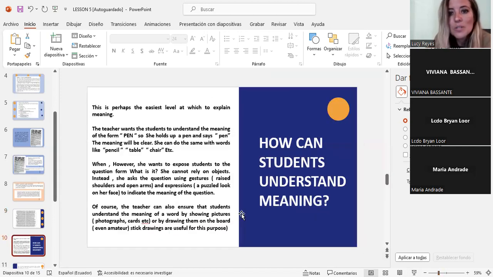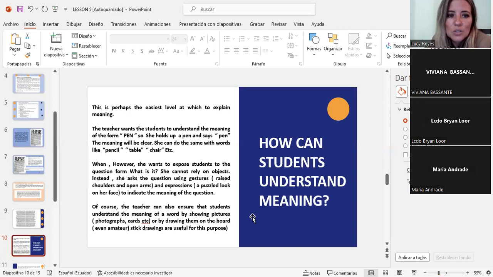Okay, how does a student understand the meaning? This is perhaps the easiest level at which to explain meaning. The teacher wants the student to understand the meaning of the word pen. So she holds up a pen and says pen, and the meaning will be clear. She can do the same with words like pencil, table, chair. However, she wants to expose the student to the question, what is it? She cannot rely on an object.